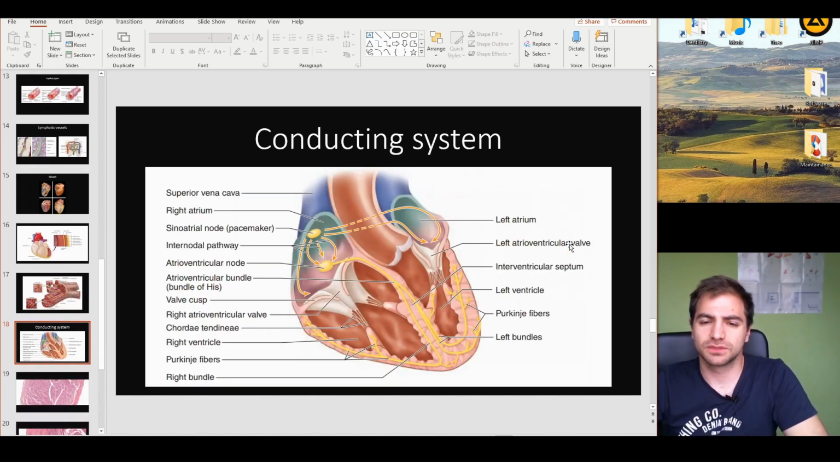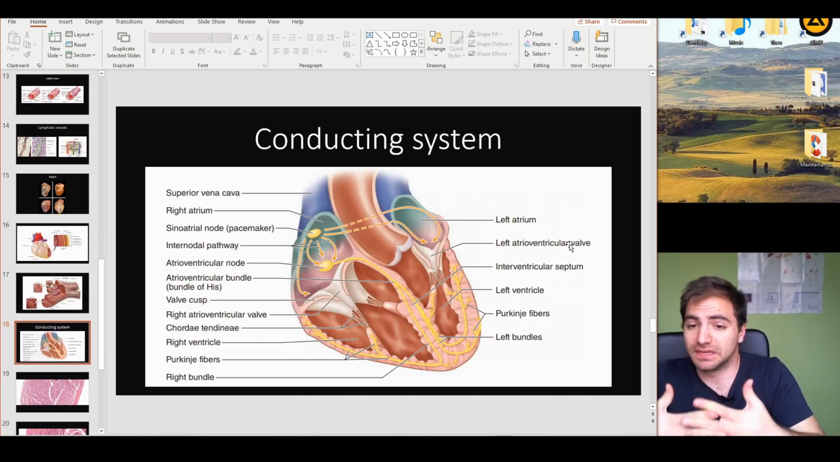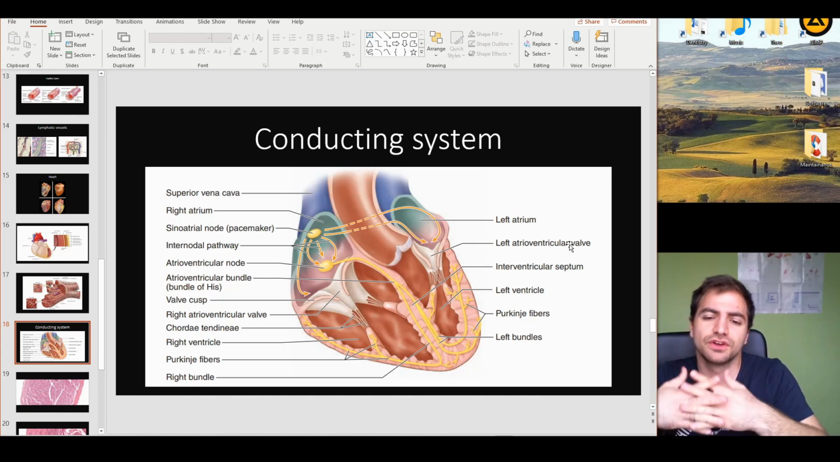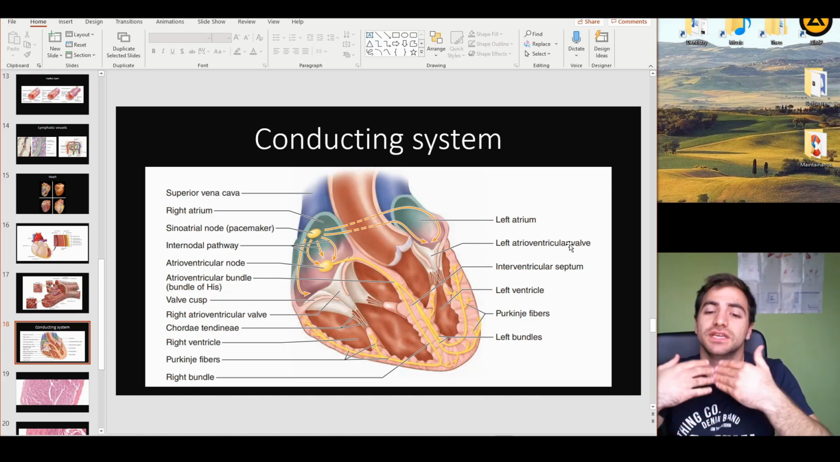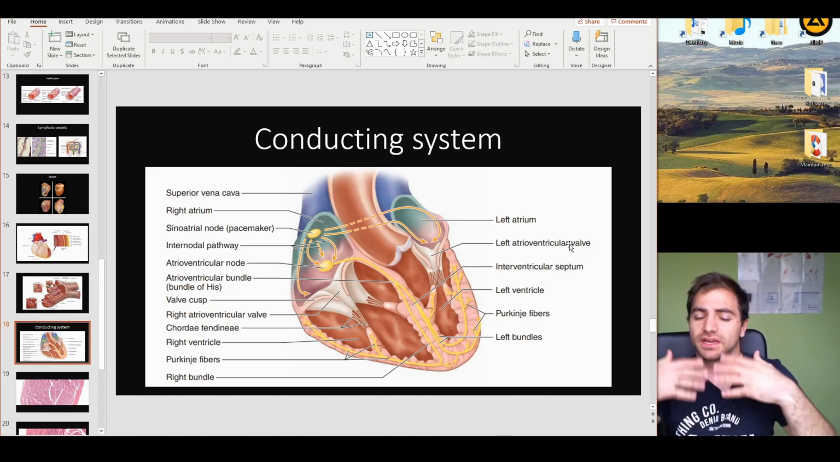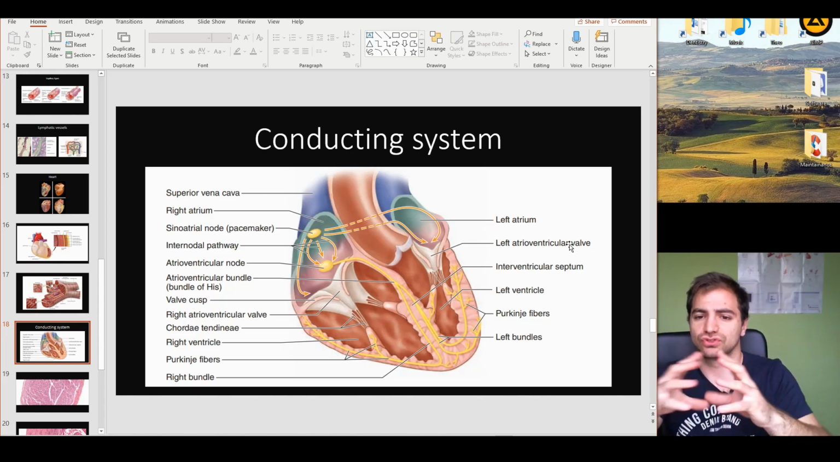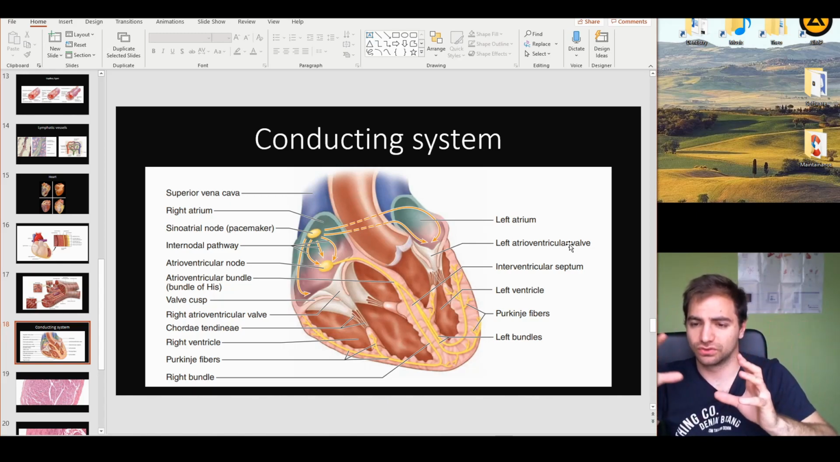So let's focus a bit more on the conducting system. What does it actually mean? This is a topic mostly for physiology, but a quick sum up is what we're going to do right now. First, we have the pacemaker, the sinoatrial node. This is the one that initiates the electrical impulse and, as we can see in the picture, propagates it throughout the atria.